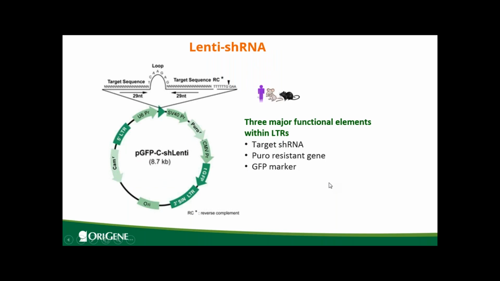So this is the lenti-shRNA vector. Between the LTRs, which will be packaged into the lentivirus, there are 3 major functional elements: shRNA under the U6 promoter, puromycin under SV40, and GFP under CMV. Therefore, the transduced or infected cells will express your target shRNA, will be resistant to puro selection, and the cells will be green. So you can use the GFP to enrich the transduced cells if needed.